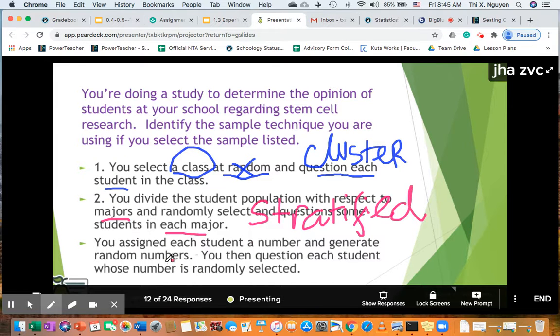Okay. The last one should be number three. I don't know why my number three disappeared. It says you assign each student a number and generate a random number, then you question each student whose number is randomly selected. This one says randomly selected, so this one is random. Okay, this should be random.